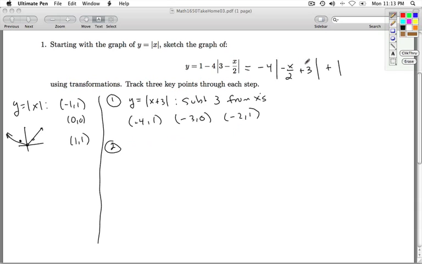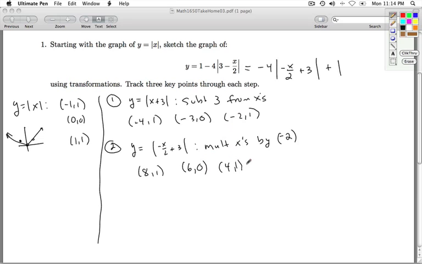The next thing to do then is to get this negative x over 2, so we're multiplying that x by negative 1/2. And so the opposite of multiplying x by negative 1/2 would be dividing x by negative 1/2. Dividing x by negative 1/2 is the same as multiplying x's by negative 2. And so negative 2 times negative 4 is 8, so it's 8, 1. Negative 2 times negative 3 is 6. Negative 2 times negative 2 is 4. And so that handles the insides. So now the insides match.